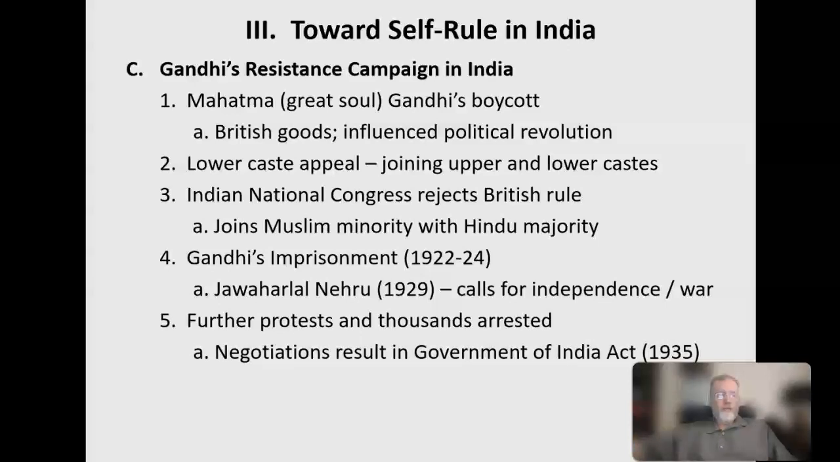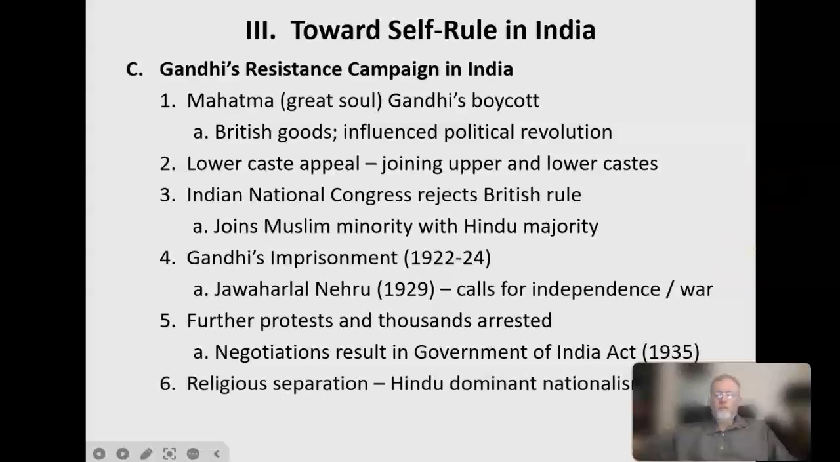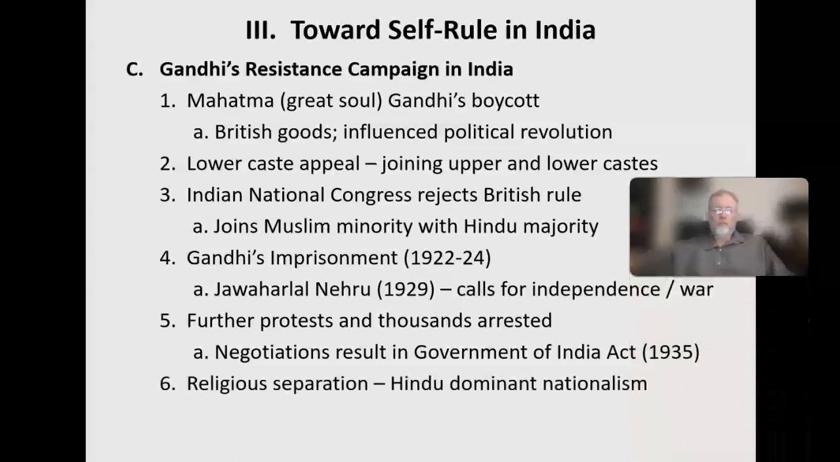We see negotiations between the British and Gandhi lead to a new constitution, known as the Government of India Act, which increased Indian parliamentary representation. That satisfied some people in India. So he was successful in working out problems with the British. Gandhi failed to solve the issues between the Hindus and Muslims.